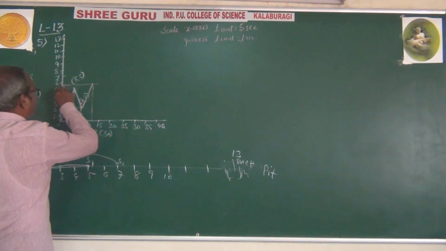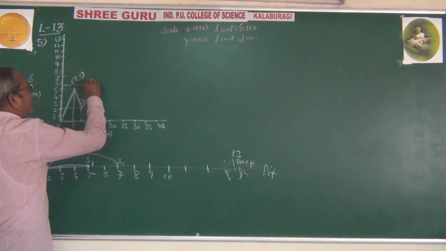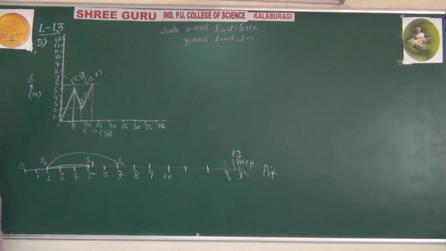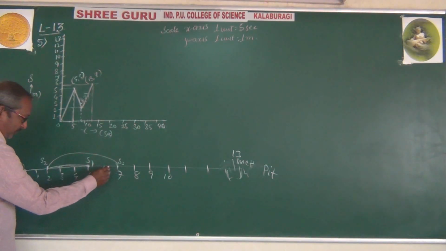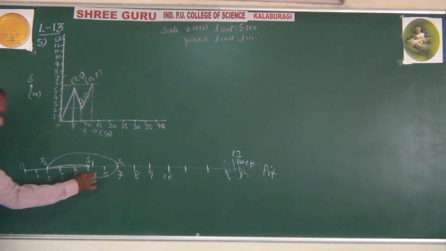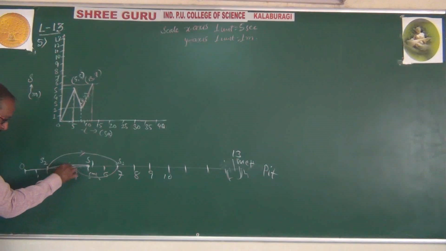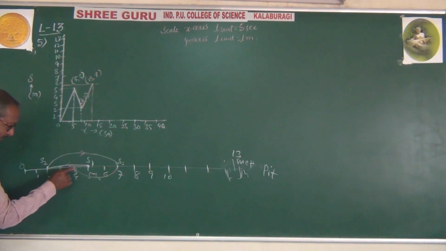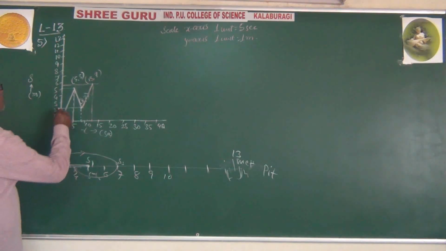So here is the position. X value is 13, Y value is 7. Then again 3 steps back, 1, 2, 3, and his position will be... So here, at what position did he come back? At 4 meter. His position is 4.